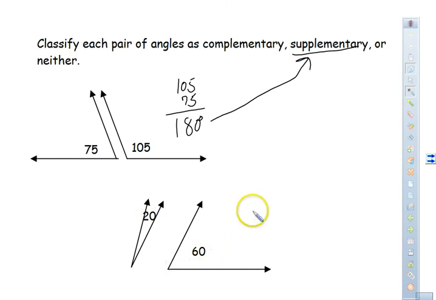Now when you add these together, 60 plus 20, you get 80. Does 80 degrees match up to complementary? No, because it's 90 degrees. Supplementary? No, because it's 180 degrees. It has to equal exactly that number.